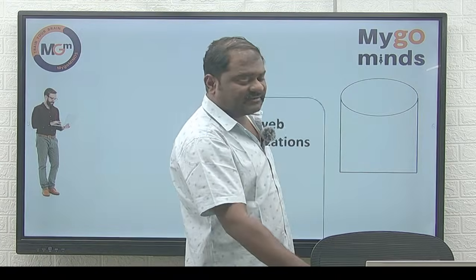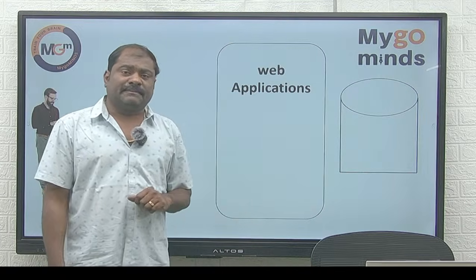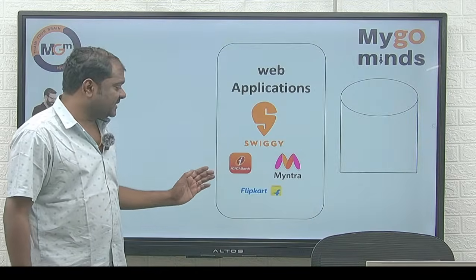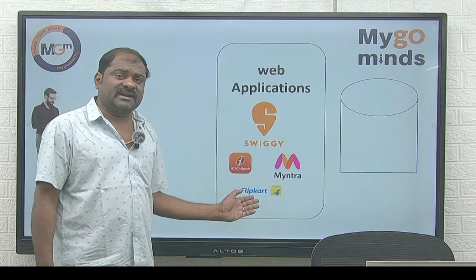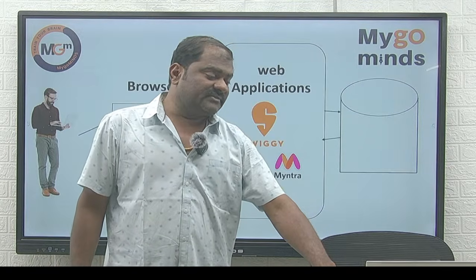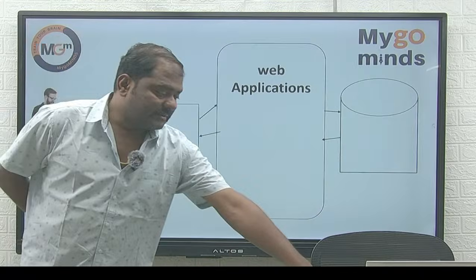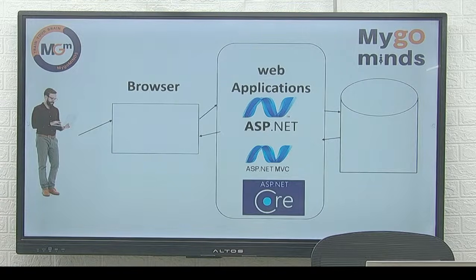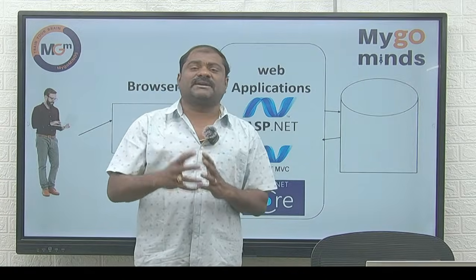That is the reason developers develop different types of applications, mostly web applications. Myntra, ICICI Bank, Flipkart, these all are web applications. The end user will interact with the browser. Browser will interact with the web application. Web application will interact with the database. This type of application is called a web application. Web applications are called multi-user applications.